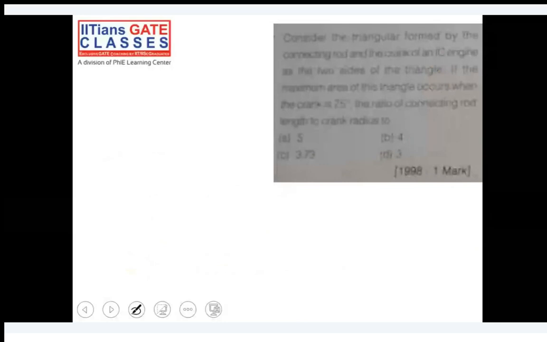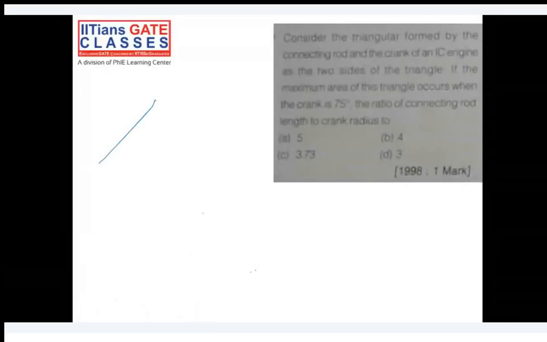Suppose this is a crank and this is a connecting rod, and the maximum area of the triangle occurs when the crank is at 75 degrees. This will give you the maximum area. The ratio of connecting rod length to the crank radius is what? So this is R and this is L. So what they are asking you is the ratio of L by R in this case. Try to solve. I'll give you 2 minutes to think on it and solve.